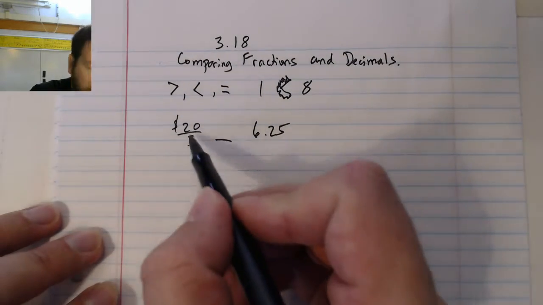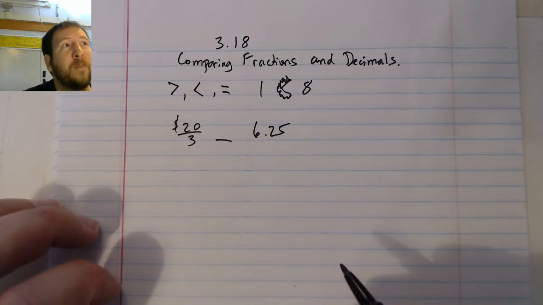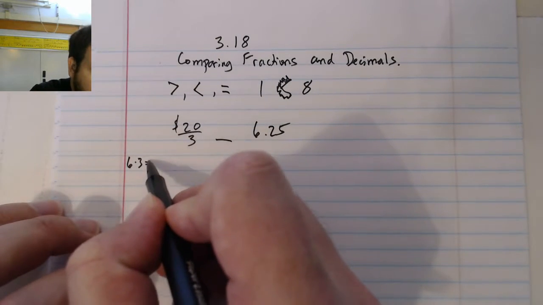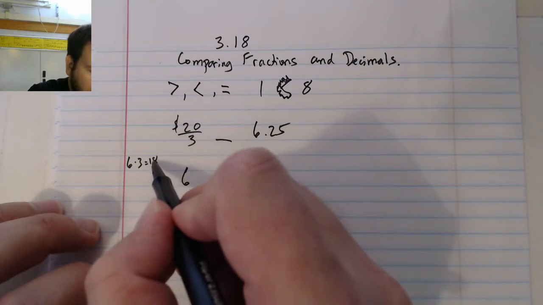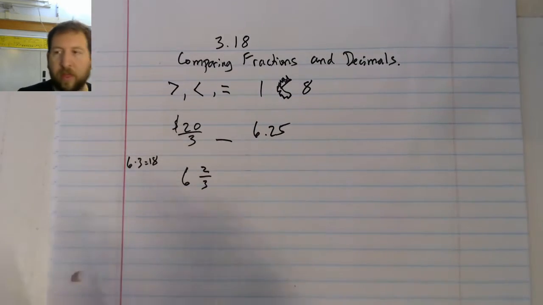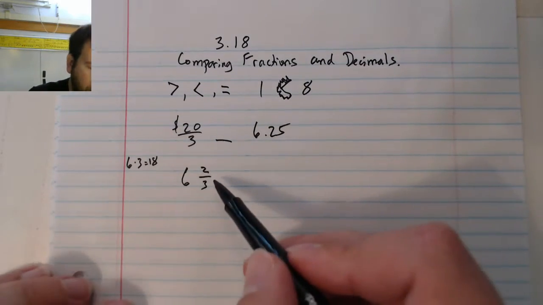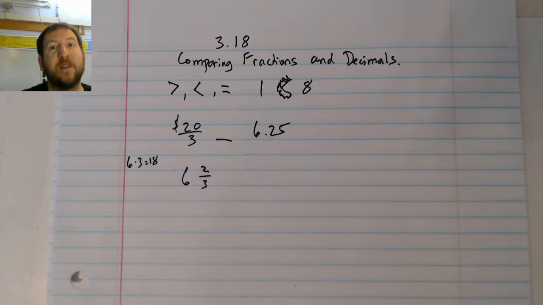I am going to first turn it into a mixed number. See how many 3's go into 20. That should be 6, right? Because 6 times 3 is 18. So I have 6 with a leftover of 2, because 18 plus 2 is 20. So I have 6 and 2/3. Now I probably know my thirds by now because we have divided that enough.